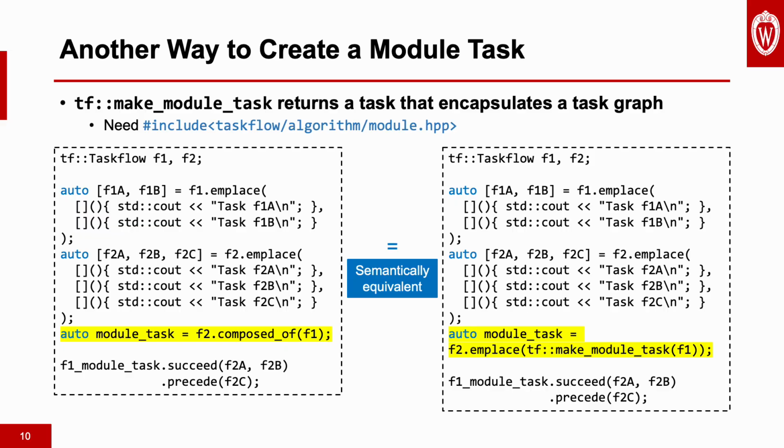Instead of creating a modular task from a task flow, you can use the standalone function tf_make_module_task to create a modular task from a task flow. Semantically, there is no difference between the use of compose_of and make_module_task. They are equivalent to each other.